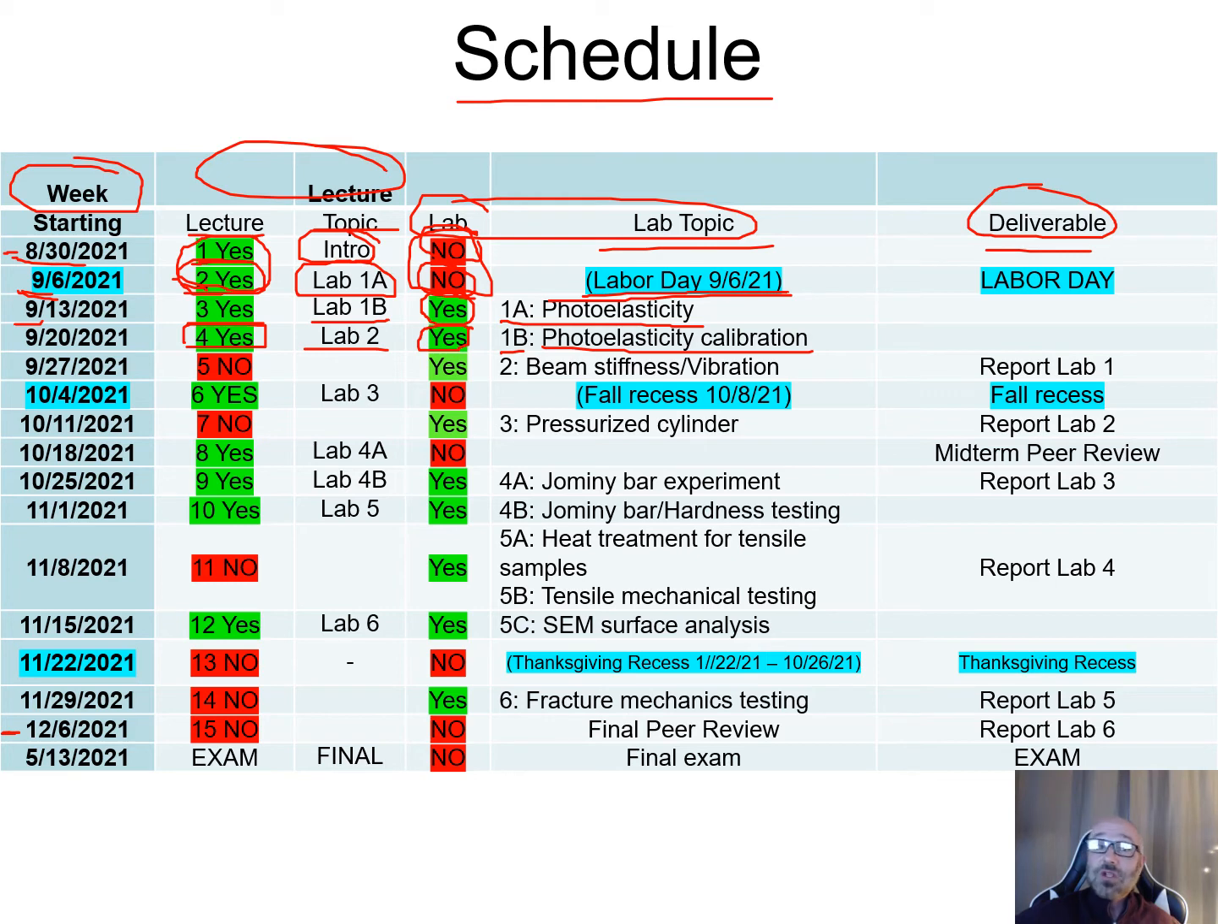Now, as we move on to week 5, there is no lecture this week, so there is no lecture on that Wednesday on Teams, but there is going to be an in-person lab, module 5, week 5, the week of September 27th, and this is going to be the experiment for Lab 2, beam stiffness and vibration. The other thing to note in week 5, module 5, is the first deliverable: your report for Lab 1 will be due that week.